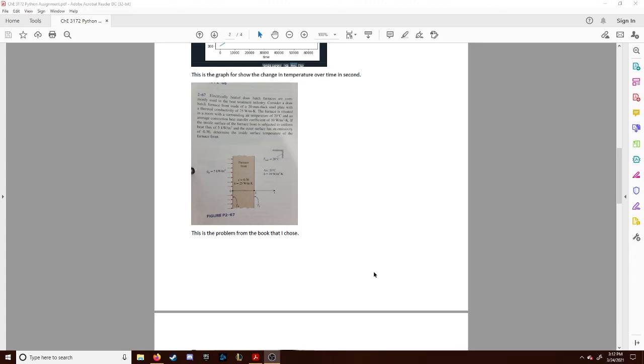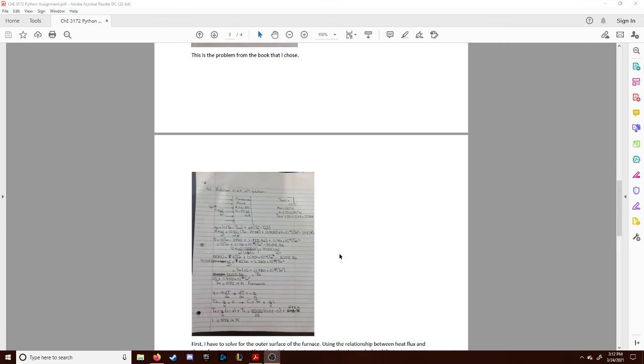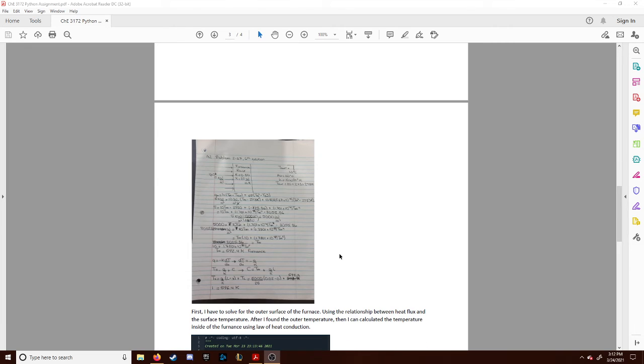And this is the problem that I chose from the textbook. I chose question 2-67 of the sixth edition of the textbook. So this question asks what is the temperature on the inner surface of the furnace. Well, in order to do that, I must use the law of conduction. But in order to do that, I need the temperature on the outer surface of the furnace.